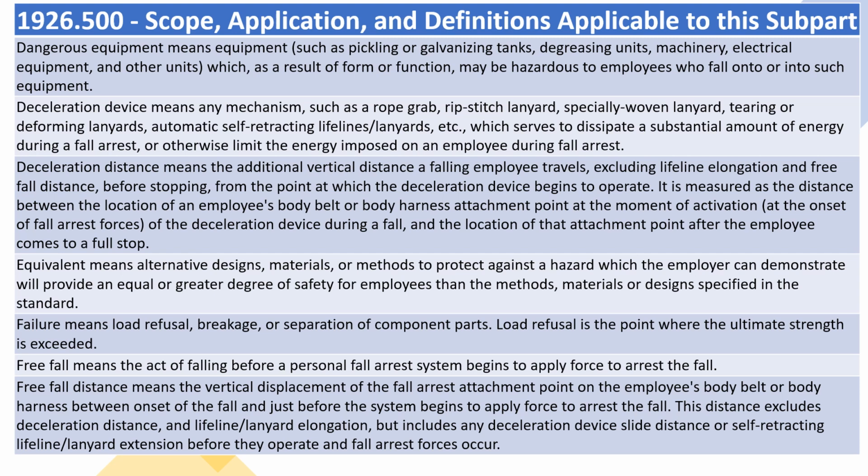Free fall means the act of falling before a personal fall arrest system begins to apply force to arrest the fall. Free fall distance means the vertical displacement of the fall arrest attachment point on the employee's body belt or body harness between onset of the fall and just before the system begins to apply force to arrest the fall. This distance excludes deceleration distance and lifeline/lanyard elongation, but includes any deceleration device slide distance or self-retracting lifeline/lanyard extension before they operate and fall arrest forces occur.